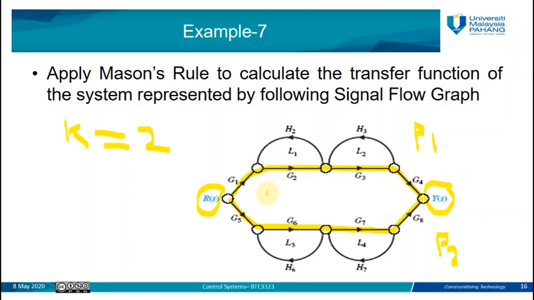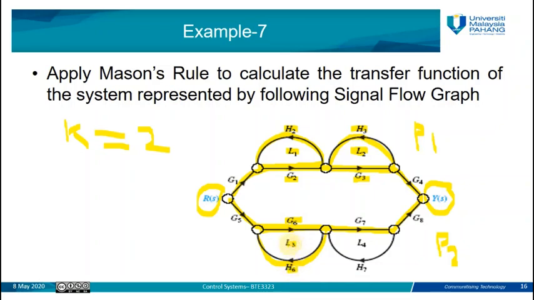Actually, we have 4 loops. We have L1, start from this point back to the same point. So this is loop number 1, and its gain is equal to G2 times H2. Then the second loop, L2, starts from this node, goes forward, backward to the same node. So its gain is equal to G3 times H3. The third loop starts from this node, goes forward, backward here to the same node. So its gain is equal to G6 times H6.